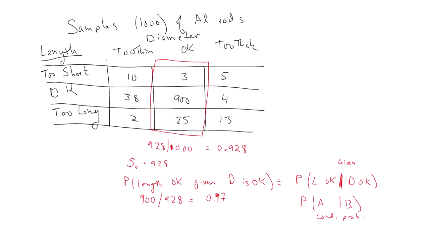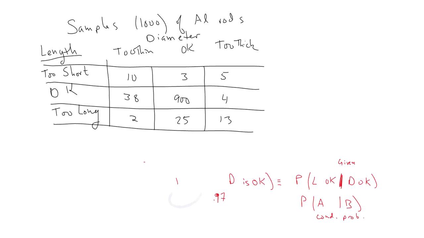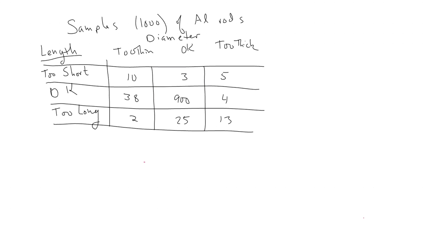Okay, let's look at a different example here. I'm just gonna erase this stuff. All right, so now I'm gonna get the highlighter out. Let's try this out. We're gonna look at the probability that the diameter is okay if the length is too long. So here is our new subset. So length is too long. And then we want to say the diameter is okay.